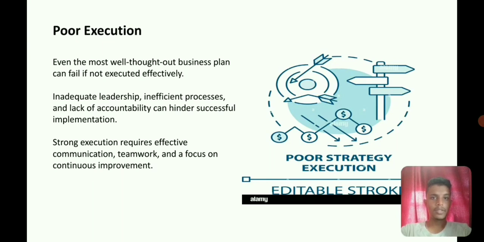And the poor execution. Even the most well thought out business plans can fail if not executed effectively. Inadequate leadership, inefficient processes, and lack of accountability can hinder successful implementation. Strong execution requires effective communication, teamwork, and a focus on continuous improvement.